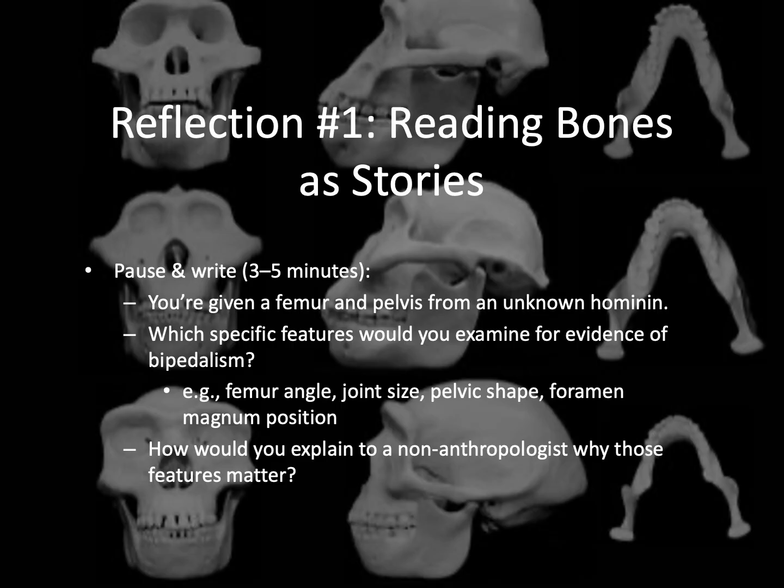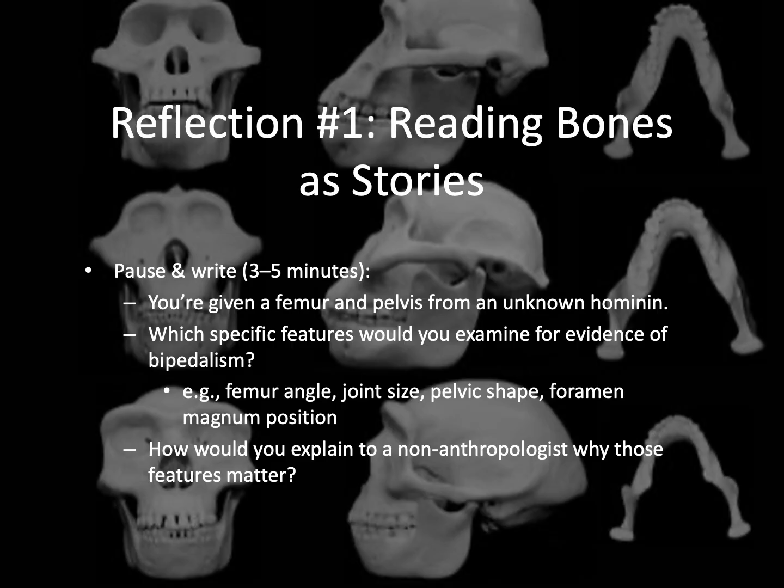For example, you might think about the angle of the femur. Does it slant inward toward the knee, bringing the feet under the body's center of gravity, or not? You can think about the size and the shape of the knee joint. Does it look like it's built to bear weight during single leg support? Also, there's the overall shape of the pelvis. Is it short and bowl-shaped with broad iliac blades? Or is it long and narrow like a quadruped's? The size of the hip joint can also provide clues. Are the joint surfaces large enough to support upright posture?